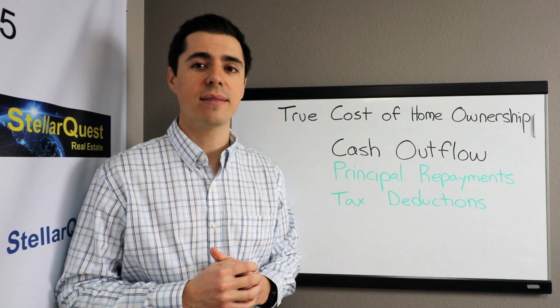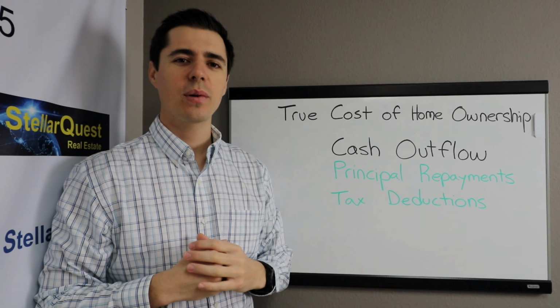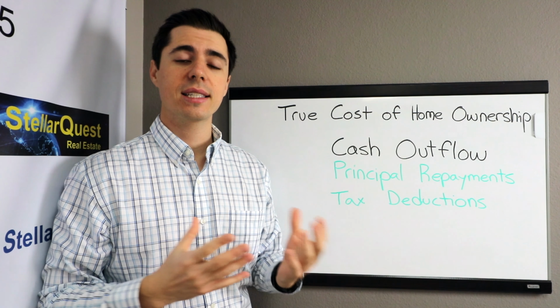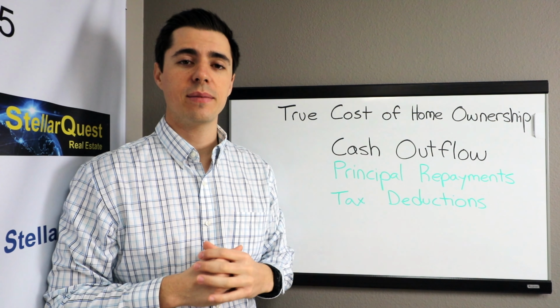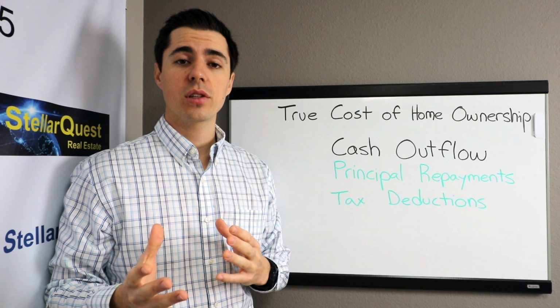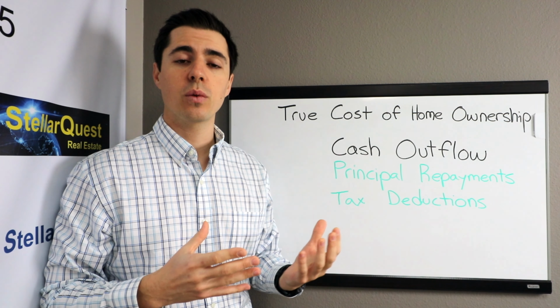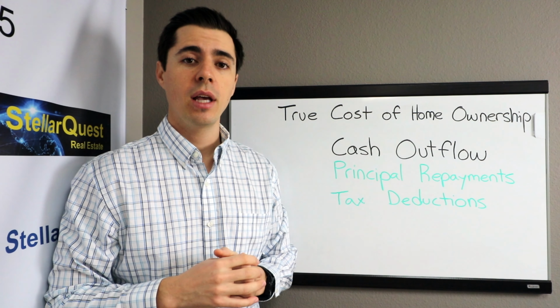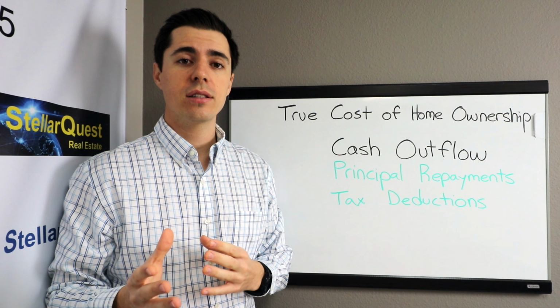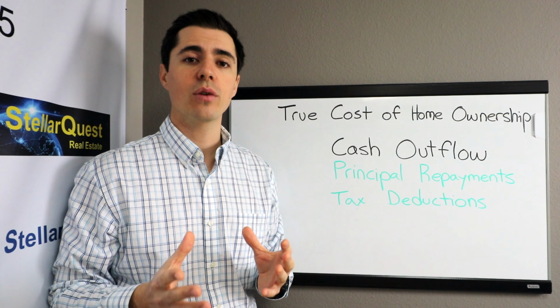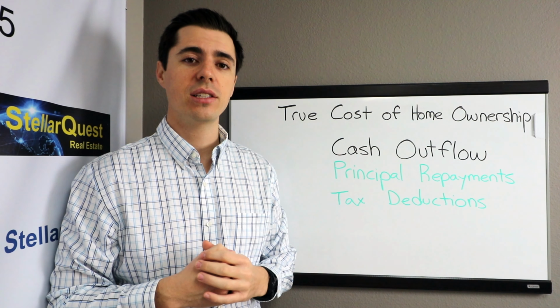Before we wrap this video up, I just wanted to mention a few more things that you need to consider when you're doing this calculation. First is homeowners associations, or HOAs. In our example, this property was not located in an HOA, but if you buy a home that is, you'll have to add the monthly HOA dues to the total cash outflow portion of this calculation.